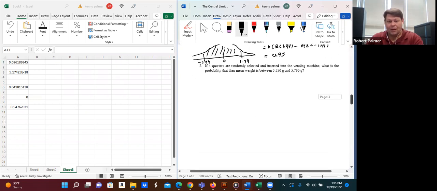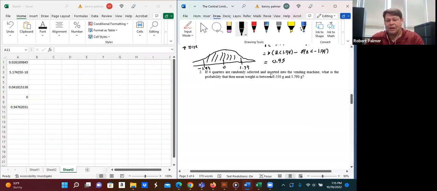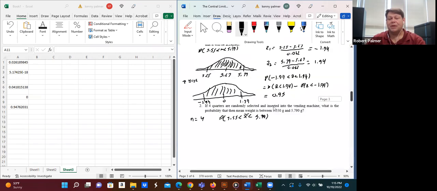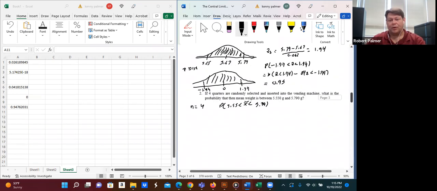Now, if 4 quarters are randomly selected and inserted into the vending machine, what's the probability that the mean is between the same values? Okay, this time it's the same problem, except our n is equal to 4. This time we want to find the probability that x bar, our sample mean, is between 5.55 and 5.79. Based on what we've learned so far, we expect the probability of acceptance to be even larger, even greater.